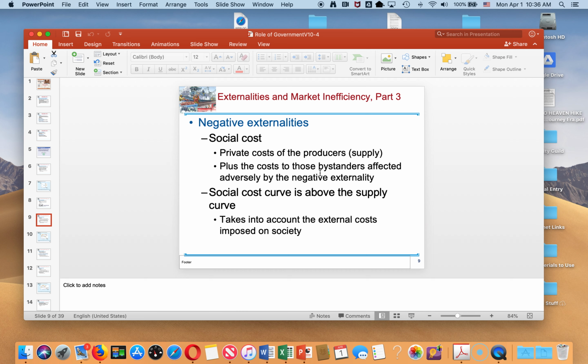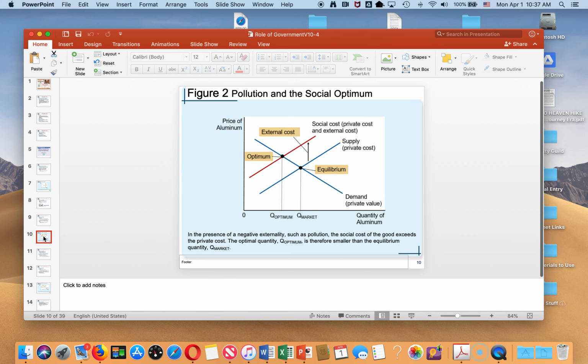Now, furthermore, a negative externality is a social cost, and it's an addition to the cost that the producer bears for making the product. It could be aluminum, it could be cars, it could be really almost anything. Now, graphically, and we'll see this in a second, the social cost curve is above or to the left of the supply curve, and it takes into account the external costs imposed upon society.